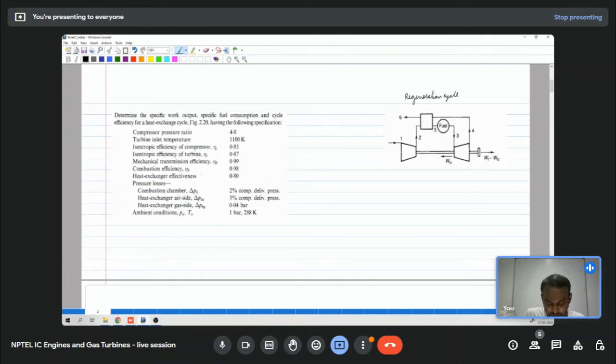And we have a heat exchanger effectiveness of 0.8, and pressure losses are given across the combustion chamber. The loss is 2% of the delivery pressure, and across the heat exchanger air side it is 3%, and the heat exchanger gas side is 0.04%. So ambient condition is given as 1 bar and 288 Kelvin. We have to find specific work output, specific fuel consumption, and cycle efficiency.